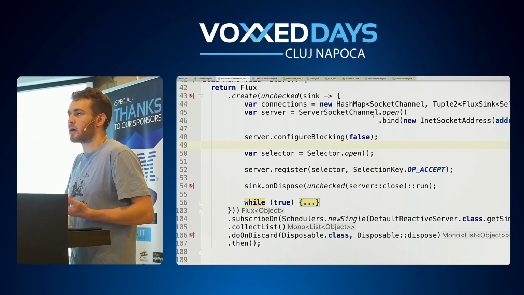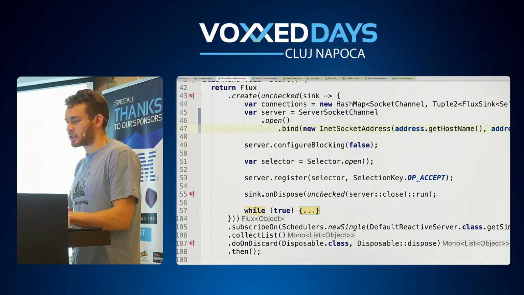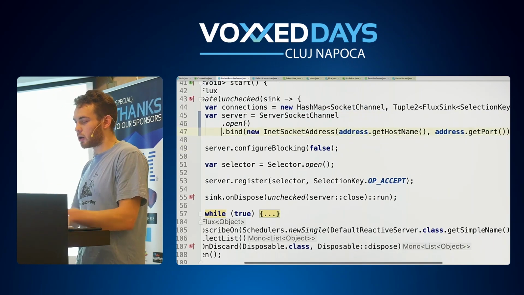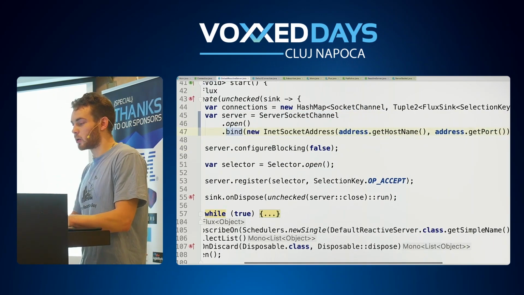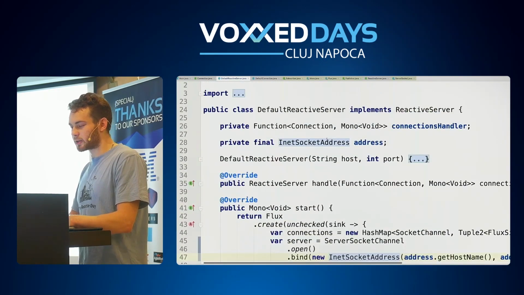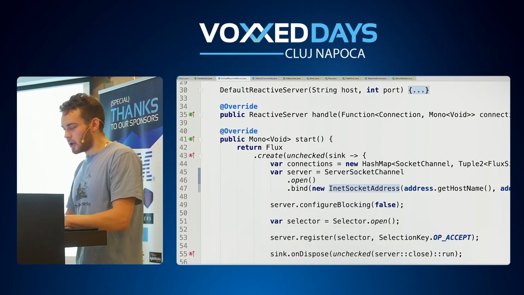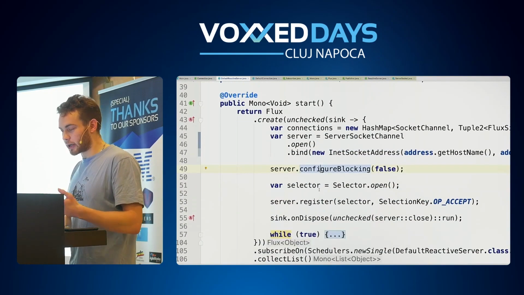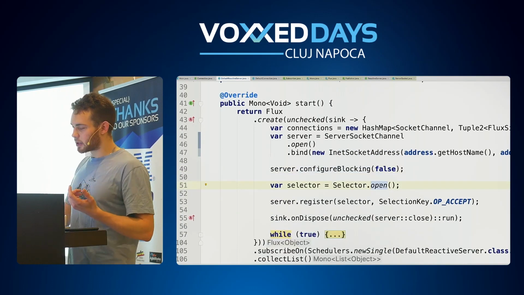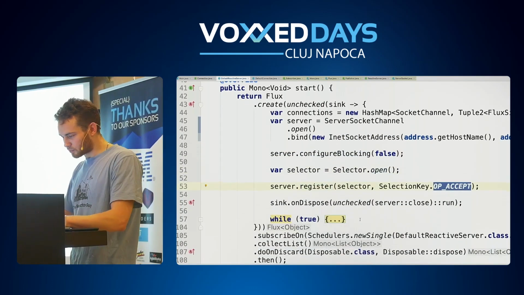We don't have any other option to open the socket channel. We need to do it the same all the way down. So we need to open the socket channel and say, okay, we're going to bind to the specified socket address. Here we got the socket address from our interface. Here we need to say it's non-blocking. Here we need to open a selector, and here we need to register the selection key.